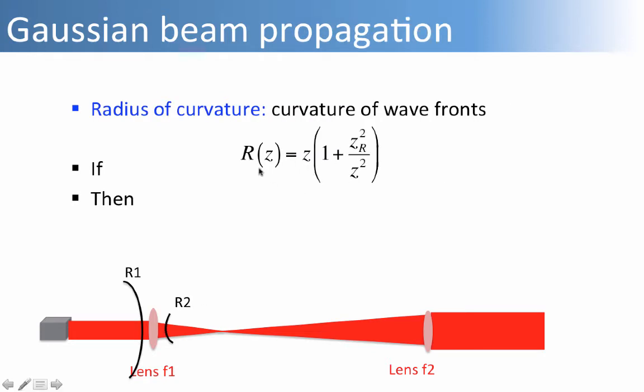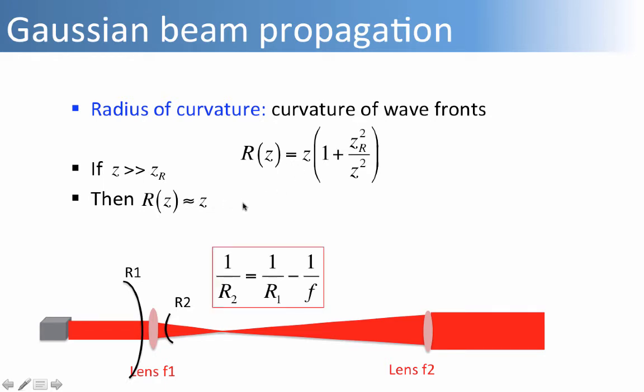The radius of curvature is the curvature of the wave fronts as the beam travels. The radius of curvature is given by a function of z that depends on the Rayleigh range. But if we have a very large z much greater than zr, then this term becomes very, very small, and we find that the radius of curvature is approximately equal to z. So when it becomes important to use the radius of curvature, you can assume that it's approximately equal to z. This expression relates the radius of curvature before and after a lens, where the focal length of that lens is equal to f.